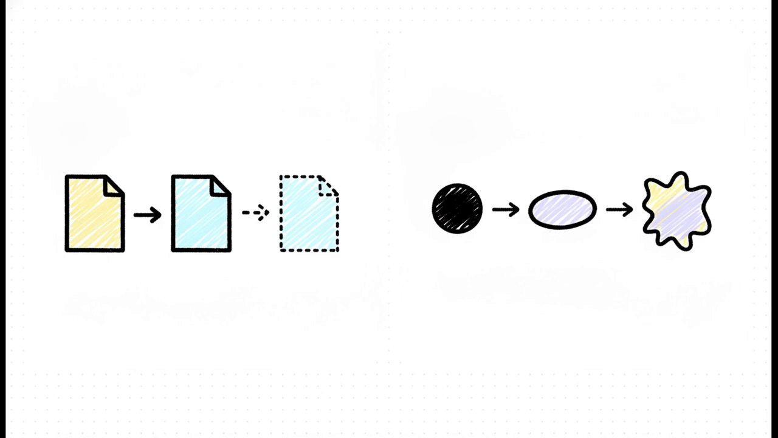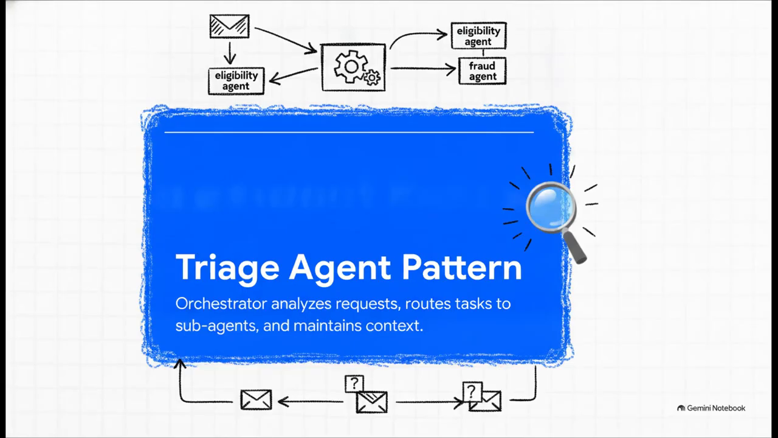The exam expects you to spot these specific causal signatures and prescribe the exact fix for each. And speaking of routing, write this down. The triage agent pattern. Expect this to show up frequently. It is the absolute backbone for handling dynamic handoffs in production.